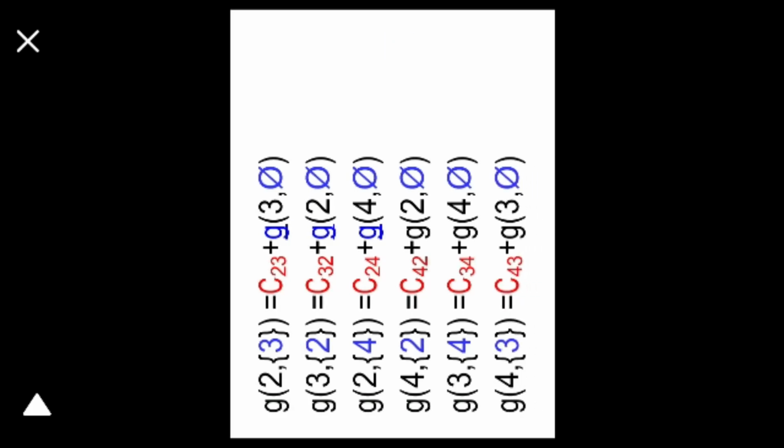G of 4 3 is C43, from the cost matrix. From the cost matrix directly you can find the value of the edge, 4 to 3, plus G of 3 to 5. So now what do we mean by 5 here? Why do we have to write it? If there is no edge, why have you written 5?